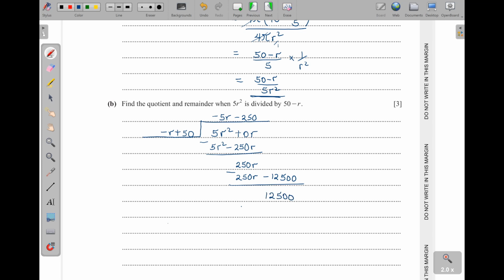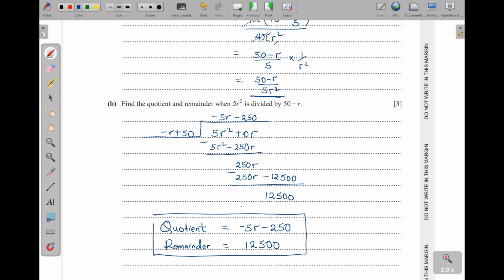12500. So that means the quotient is the one we have gotten up there, which is equal to negative 5r minus 250. And then the remainder is going to be equal to 12500. Those are our answers here.